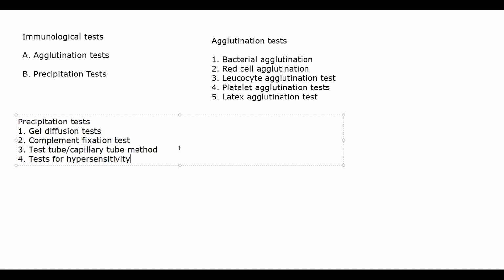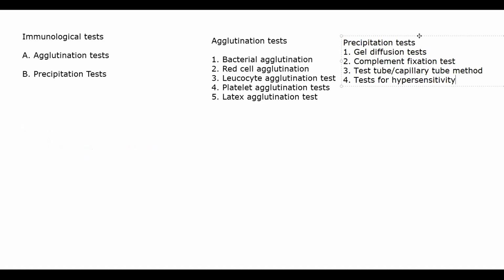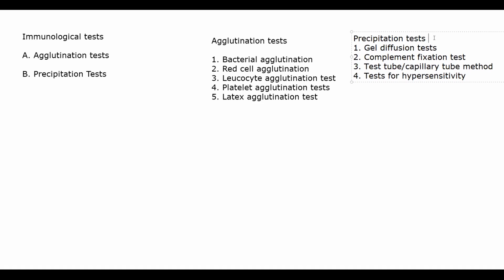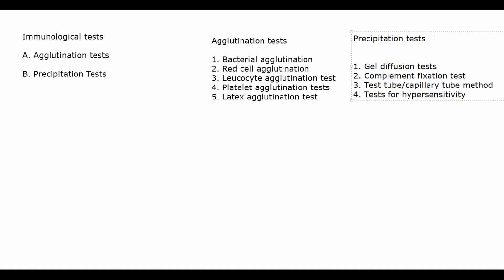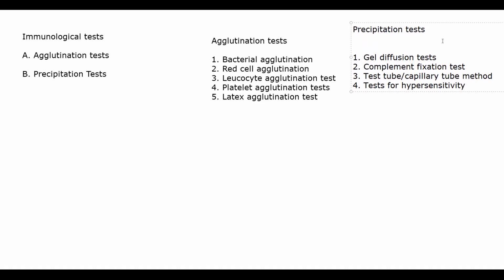So these are different types of agglutination and precipitation tests. You don't need to go into a lot of detail about them. You do not have a lot of detail about them anyway. So just the types are enough.